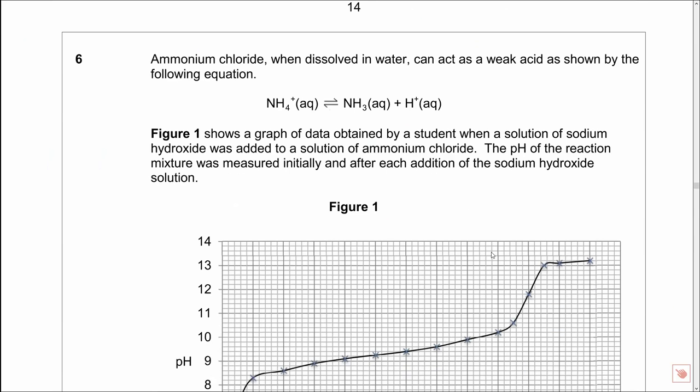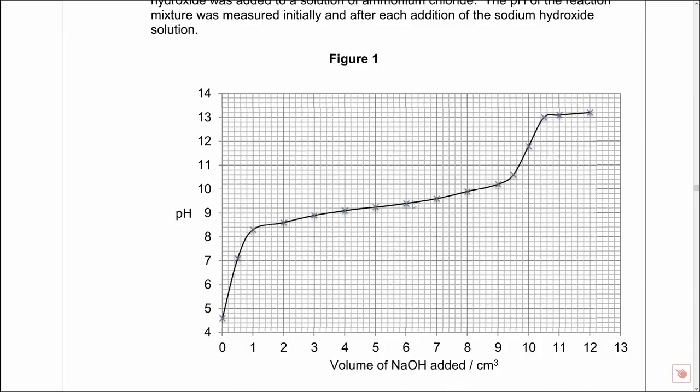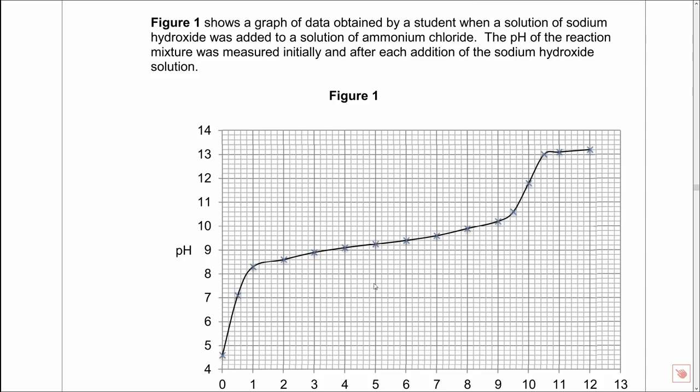Okay, question 6. A question about ammonium chloride dissolved in water can act as a weak acid, as shown by the following equation. So it's losing its proton there, giving that up. Figure 1 shows a graph of data obtained by a student when a solution of sodium hydroxide was added to a solution of ammonium chloride. The pH of the reaction mixture was measured initially and after each addition of the sodium hydroxide solution. Right, okay, so we've got a nice curve here going on. Standard sort of up, and then we've got this point there. We've got a bit of a jump there as well.